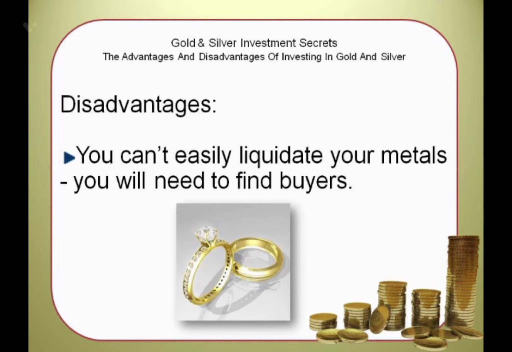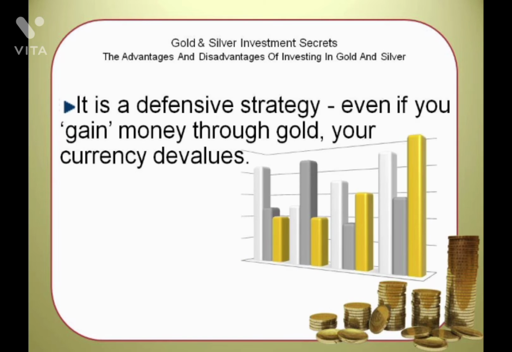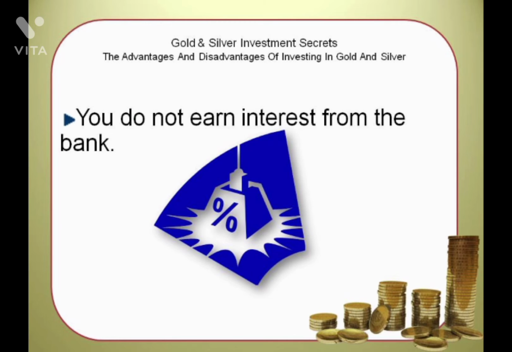Disadvantages. You can't easily liquidate your metals. You will need to find buyers. The spread can be high. In other words, you will pay a lot of commission to gold and silver sellers. It is a defensive strategy. Even if you gain money through gold, your currency devalues. You do not earn interest from the bank. Next, we will look at 5 questions to ask yourself before making any investment.